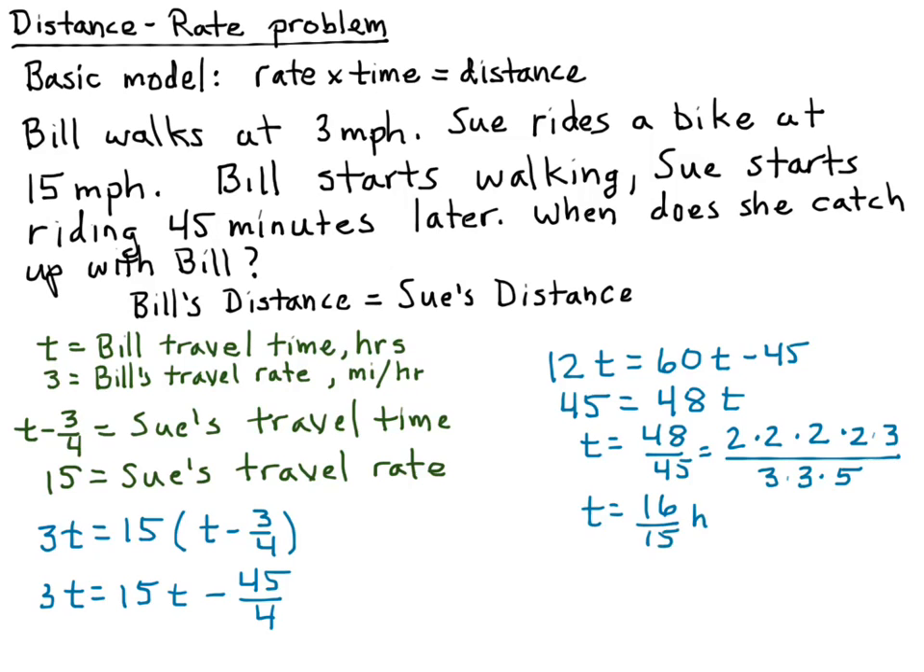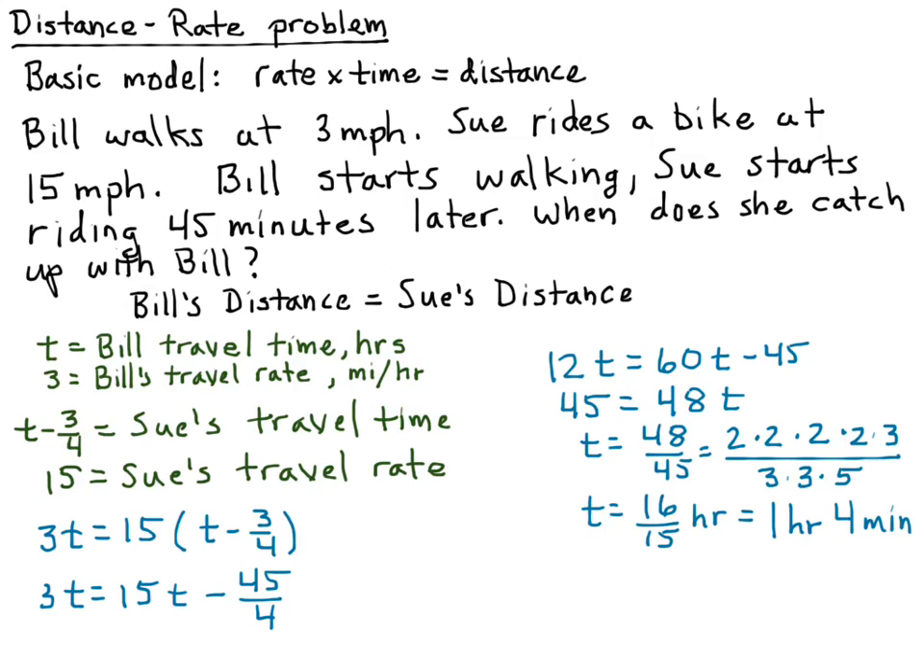So I need to reduce that, and so I factor it, and I notice that I get 15/16 of an hour. And so how much is a 15th of an hour? Well, 60 minutes divided by 15 is 4, so a 15th of an hour is 4 minutes, so we're going to go 1 hour, 4 minutes. 1 hour, 4 minutes for Bill.